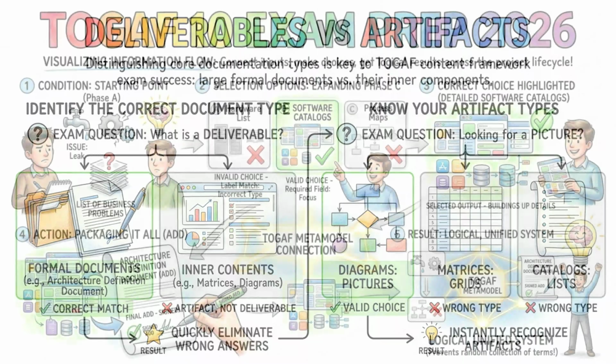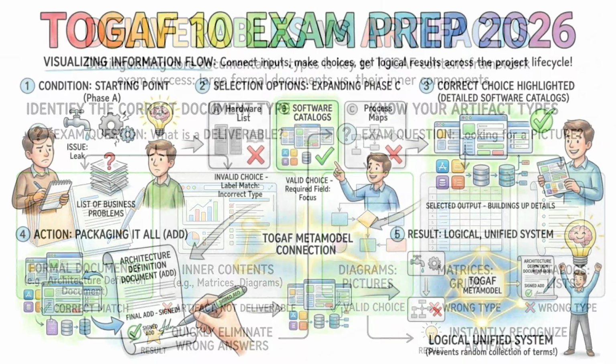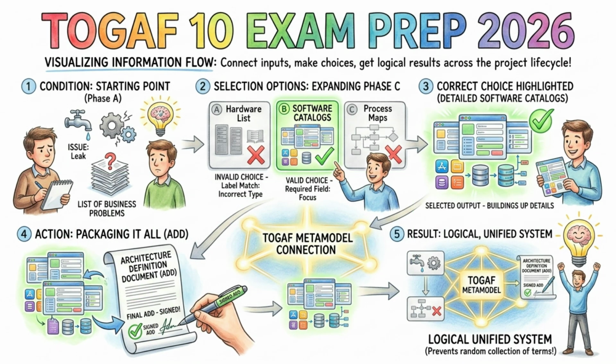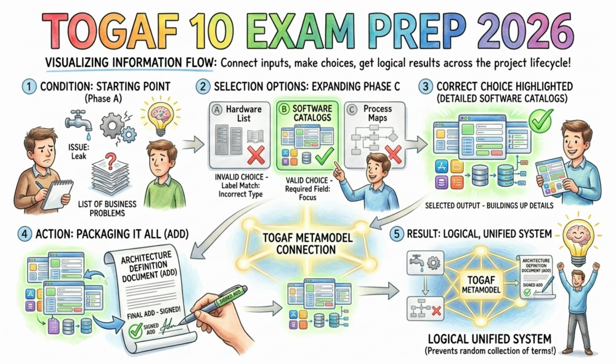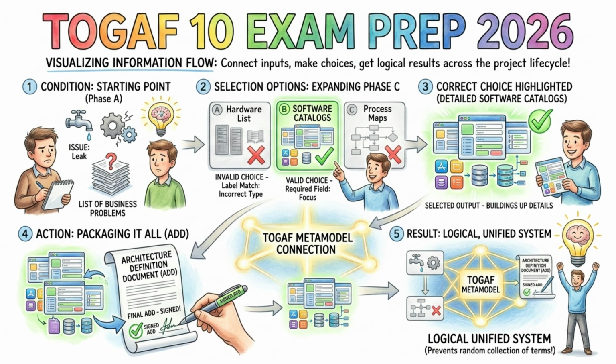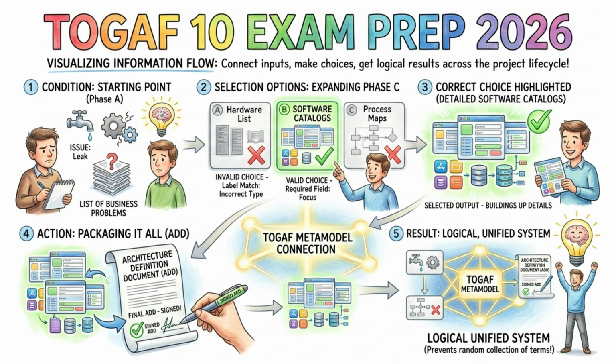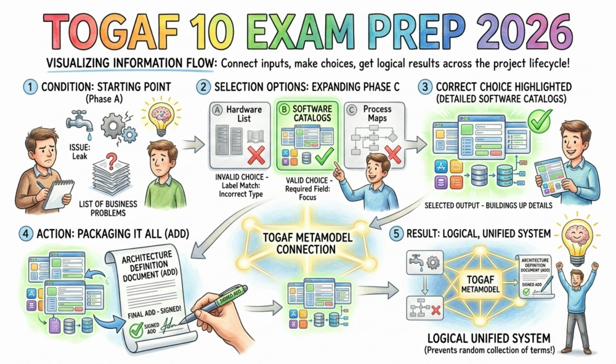As you review this section, practice visualizing the flow of information as it builds up throughout a project lifecycle. Imagine starting with a simple list of business problems in Phase A, expanding that into detailed software catalogs in Phase C, and finally packaging it all into the signed architecture definition document. Seeing how the metamodel connects these pieces prevents the framework from feeling like a random collection of terms and transforms it into a logical, unified system. Keep this structural perspective in mind as we prepare for the final topics of the course.